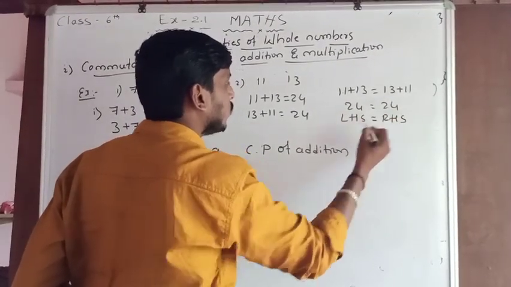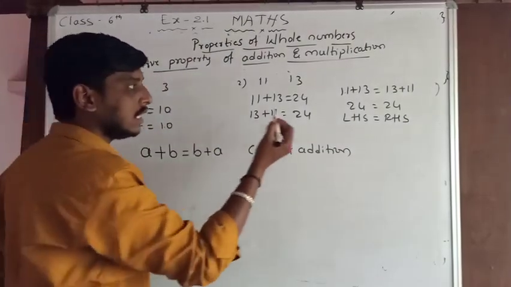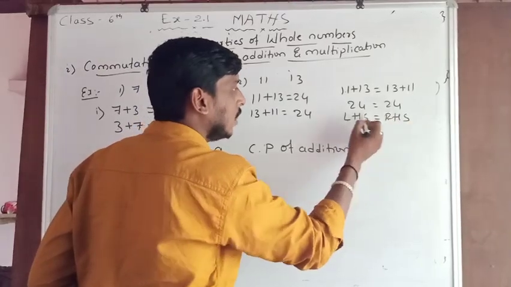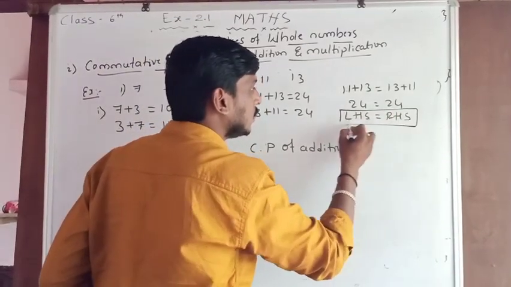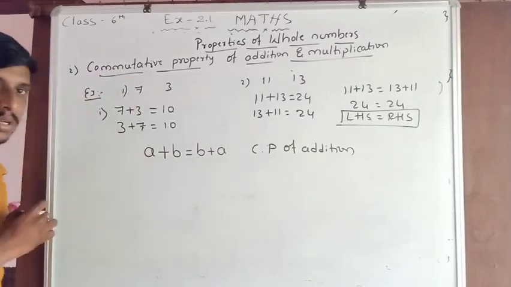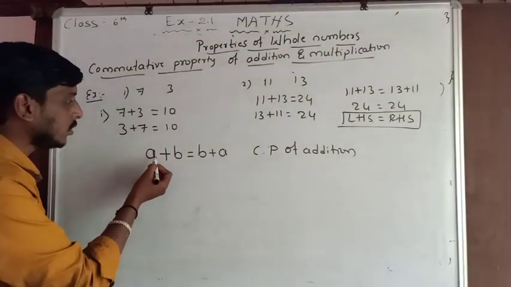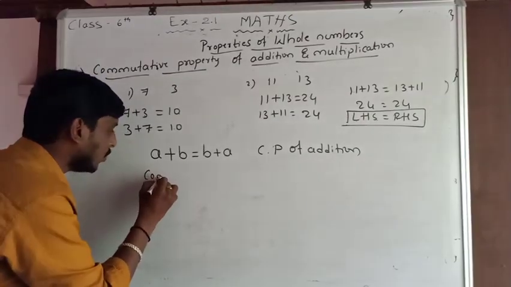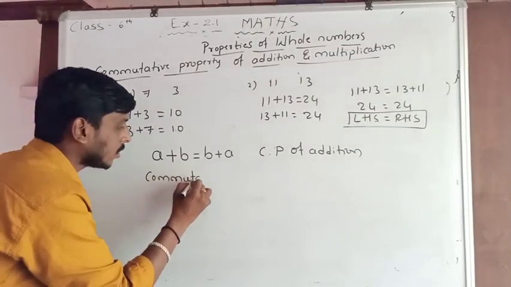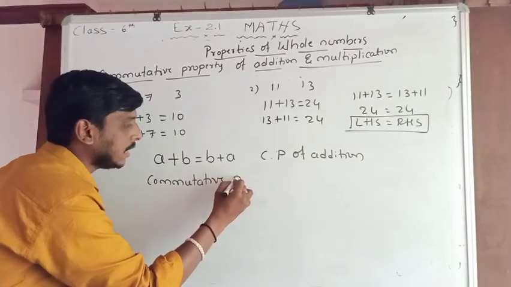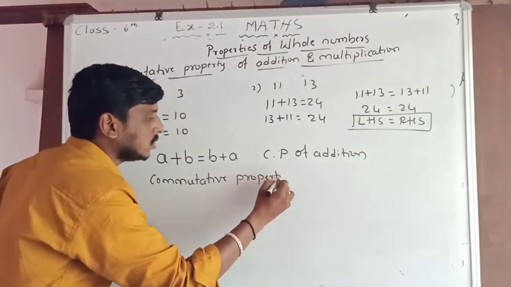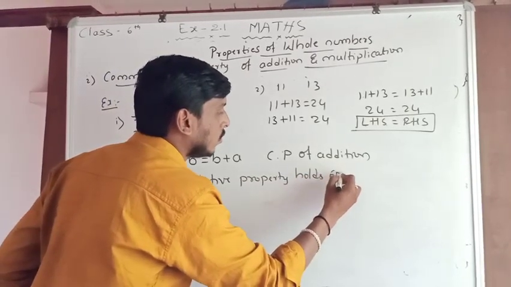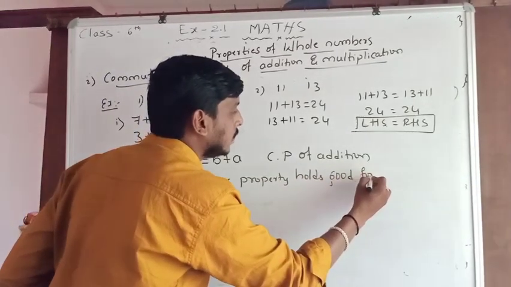New words came. What is new words? LHS means left hand side, RHS right hand side. When both LHS equals RHS, that property holds good. So what can I write? Commutative property holds good for addition operation. Holds good means satisfied.